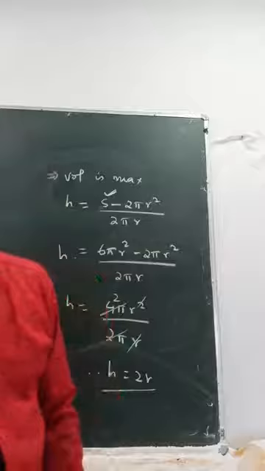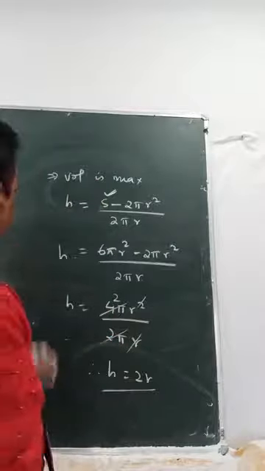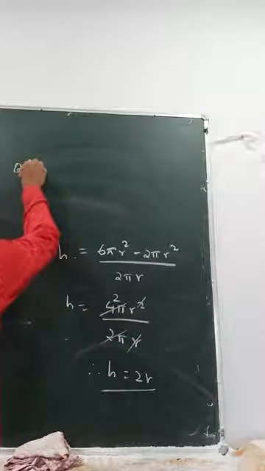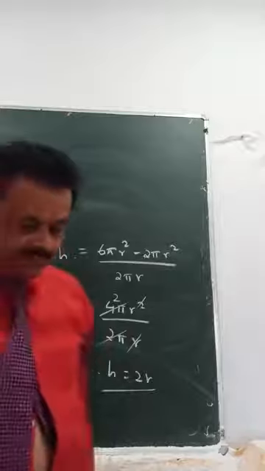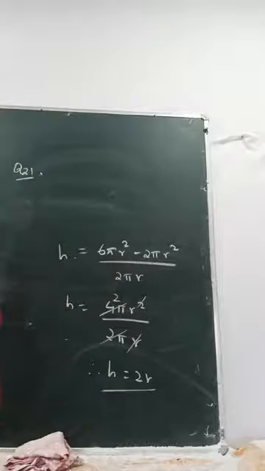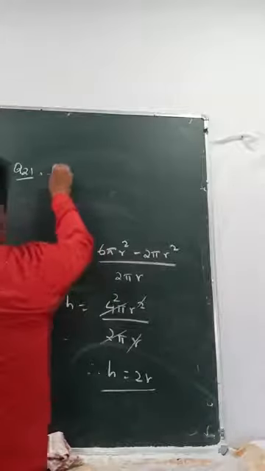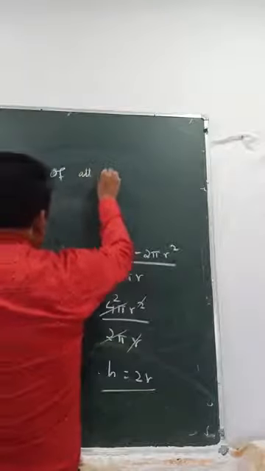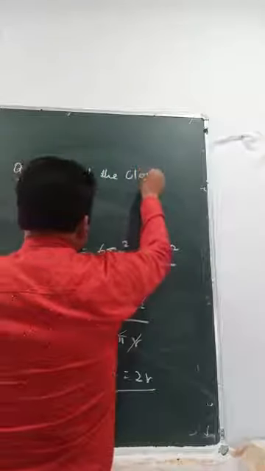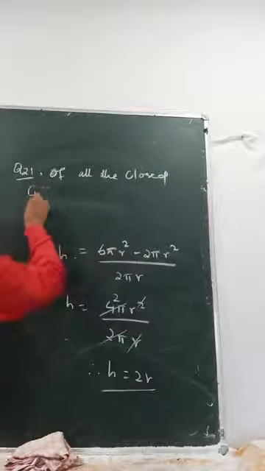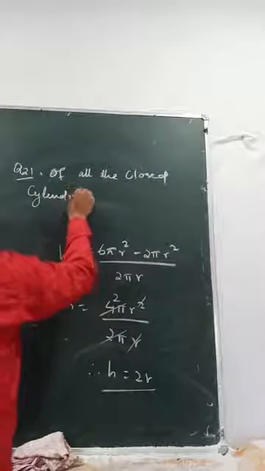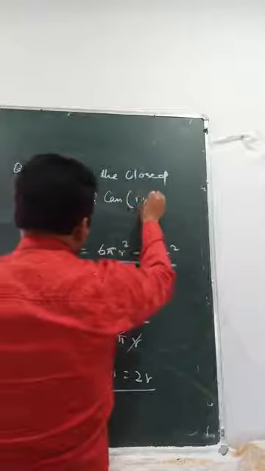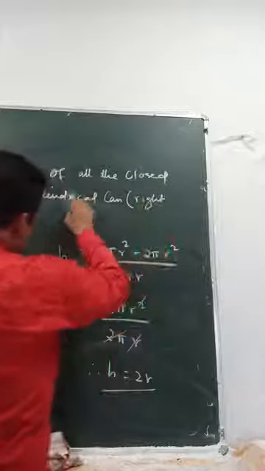Okay. Now let's take one more similar question. 21. What is given? Of all the closed cylindrical cans. You remember this is a right circular cylinder.